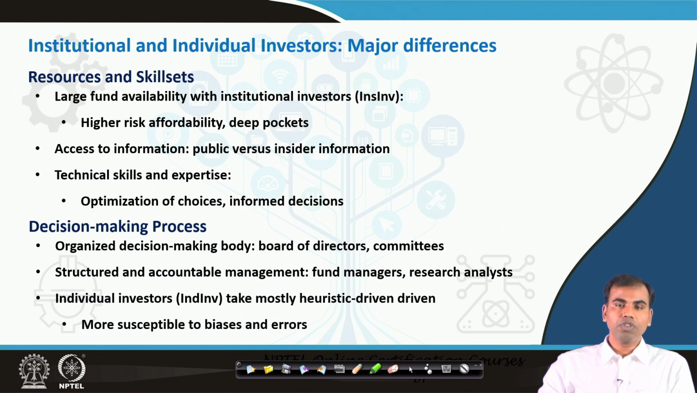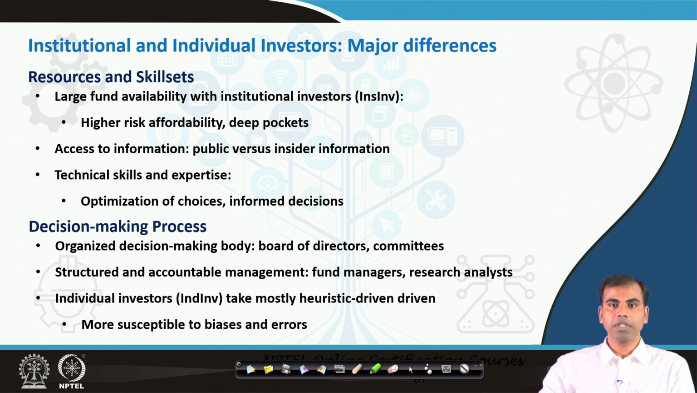So, when we talk about the distinction between individual and institutional investors, we all know that institutional investors are a big player in financial markets and the investment domain. Basically, they are at an advantage on many frontiers, and some of the factors at which institutional investors are at an advantage are as follows. The first thing that comes as an advantage for institutional investors is the availability of resources and skill sets.